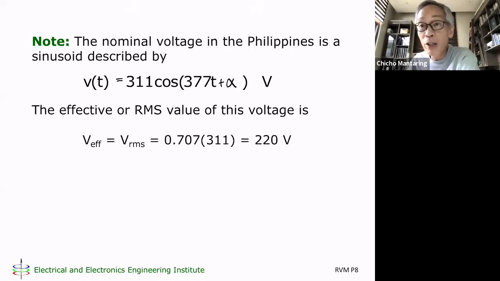So ang 220 volts ng Meralco, actually, ang peak value nun is 311 volts. So pag nakuryente kayo ng 220 volts, actually yung pinakamataas na voltahe na naramdaman ng katawan nyo is actually 311 volts. Hindi lang 220 volts. So imagine that.